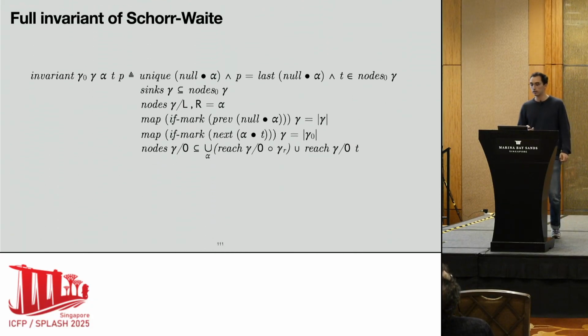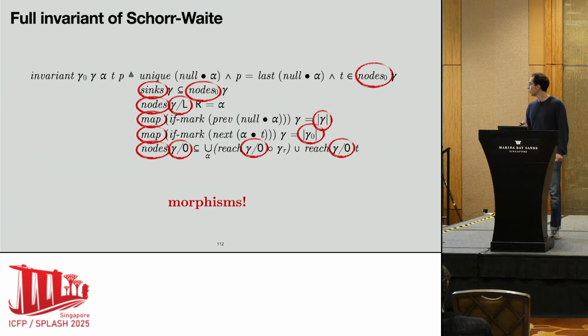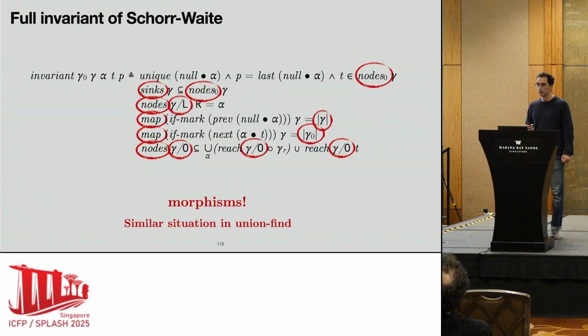So this is the full invariant of Schorr-Waite. Of course, we are not going to get into the details of it. However, I want to point out that all of these circled concepts are actually morphisms. And a similar situation happens in union find.